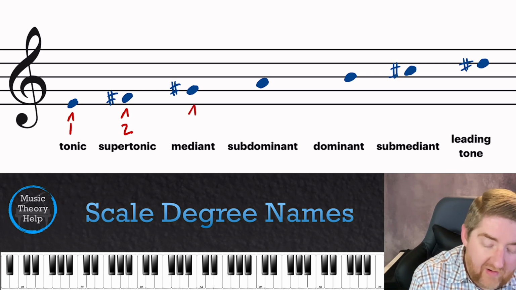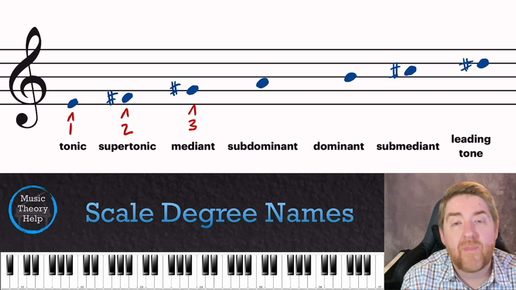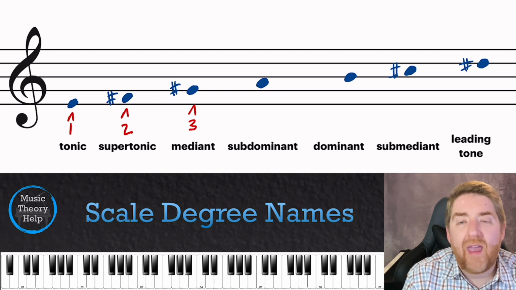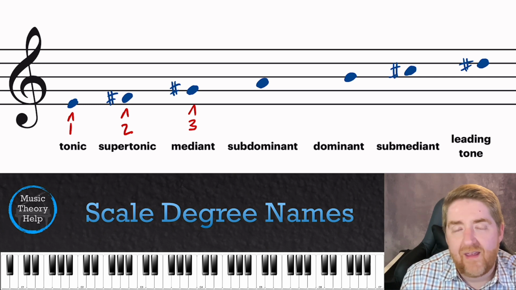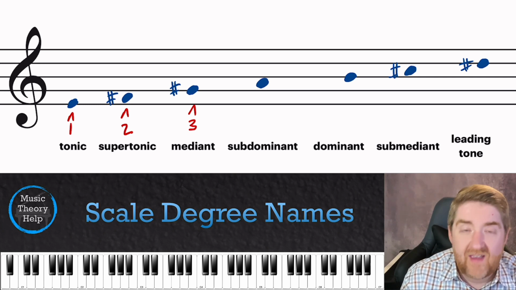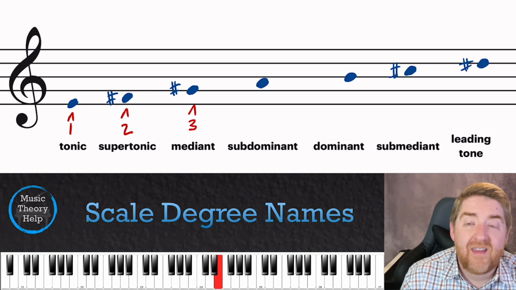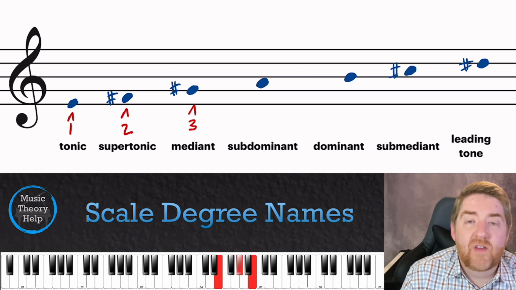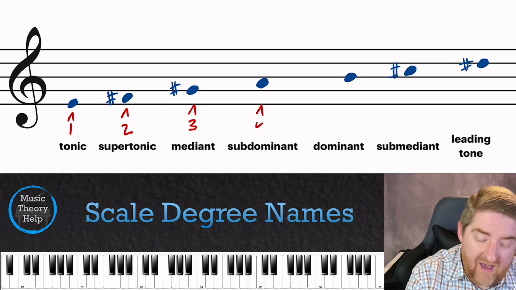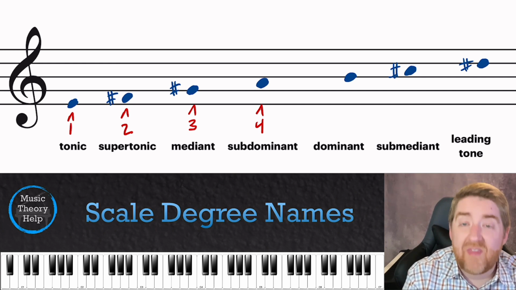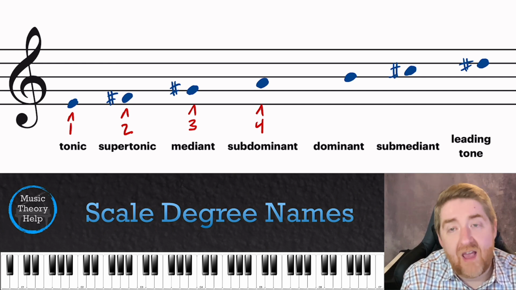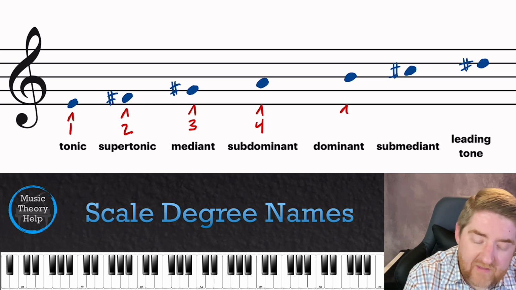Mediant is scale degree 3, or mi. Mediant is midway between tonic and dominant. I think that's the best way to explain where the name comes from. So if we have E is the tonic and B is dominant, mediant is halfway in between, mediant. Scale degree 4, or Fa, is the subdominant. It's a whole step below the dominant. So the dominant would be scale degree 5 or Sol.